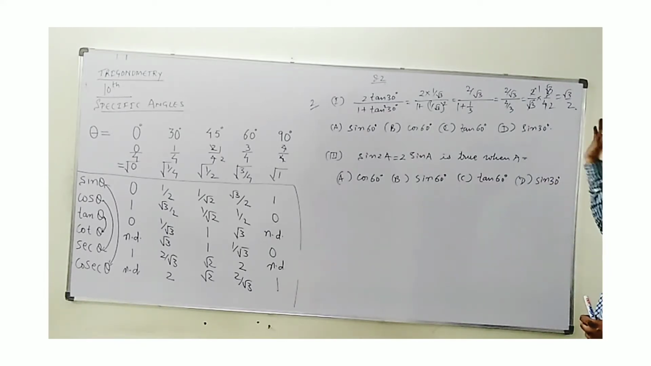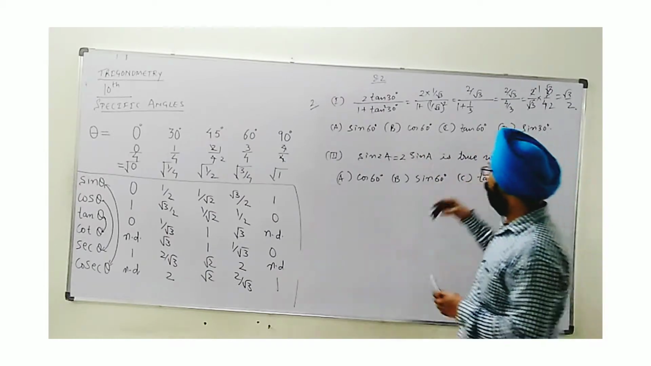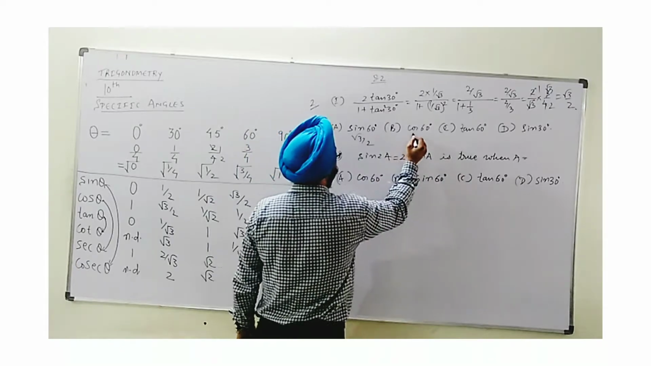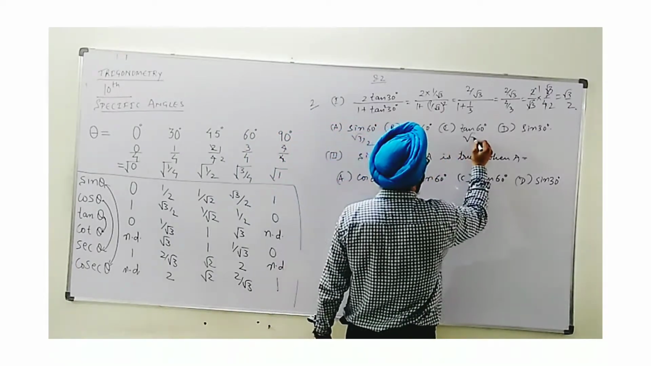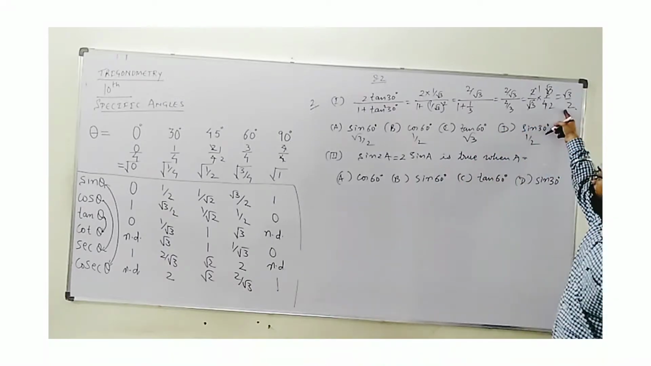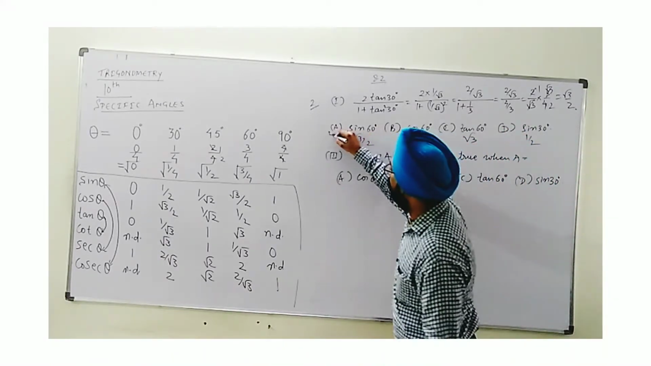Now we need to check this is equal to which one of the following. We will put all the values. Sin 60 degree is root 3 by 2, cos 60 is 1 by 2, tan 60 is root 3, sin 30 is 1 by 2. You can see from the table, root 3 by 2 is sin 60, that's why it is correct.